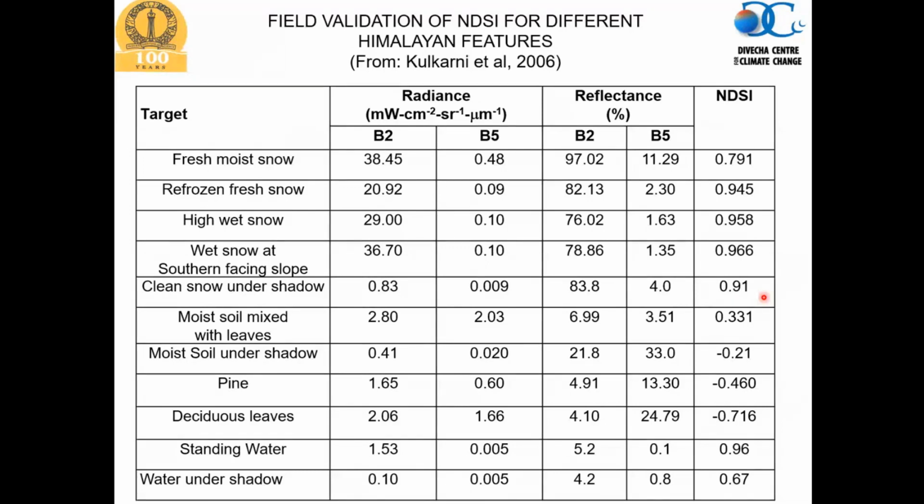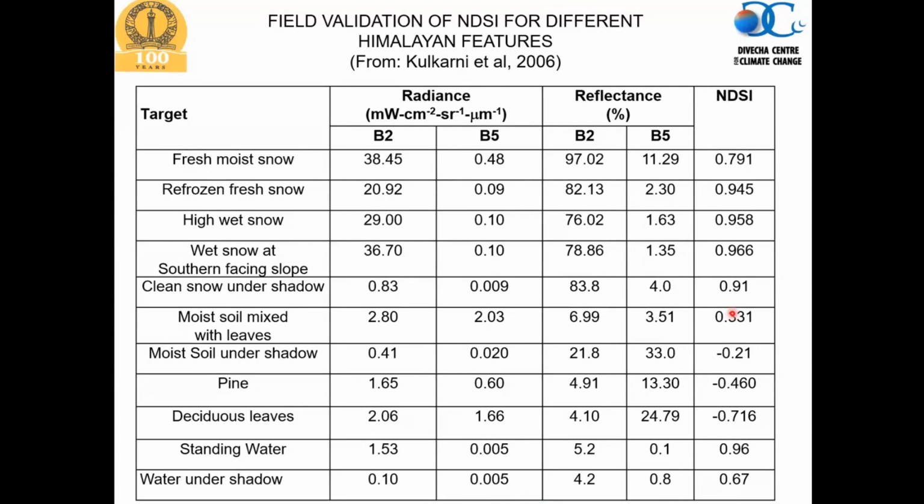That is essentially because mountain shadow does not mean it doesn't receive any radiation. It doesn't receive direct radiation, but it always receives diffuse radiation. And because of that, you have some radiation there. You can see the radiance is very low. So the wet southern facing slope has 36 milliwatt. It has only 0.83, but still it is not zero. And that is helping us to get the reflectance. So it is a unique feature.